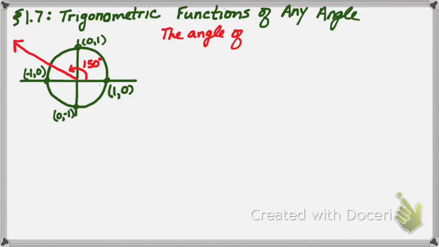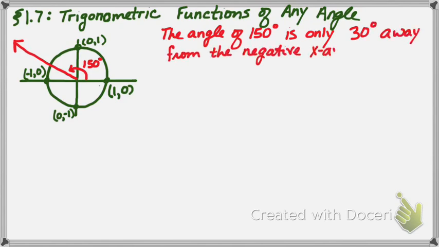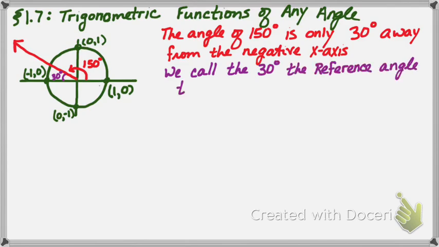The 150-degree angle is only 30 degrees away from the negative x-axis, and we refer to the 30 degrees as the reference angle. So the 30 degrees is the angle made with the x-axis. A reference angle will always be a number between 0 and 90 degrees.